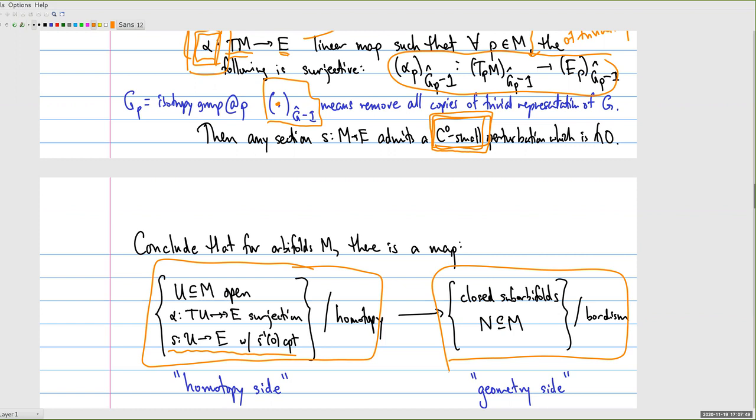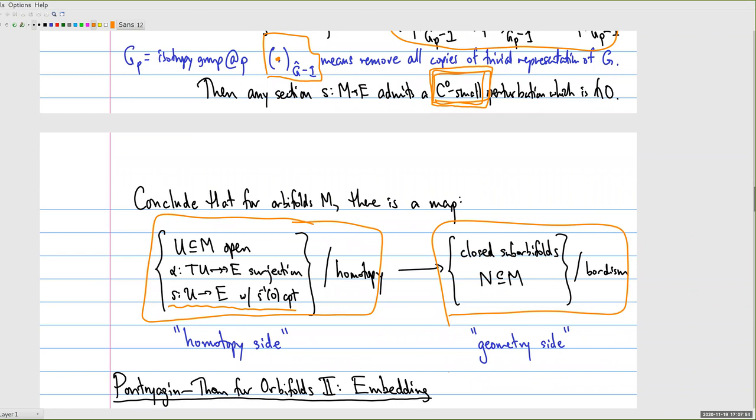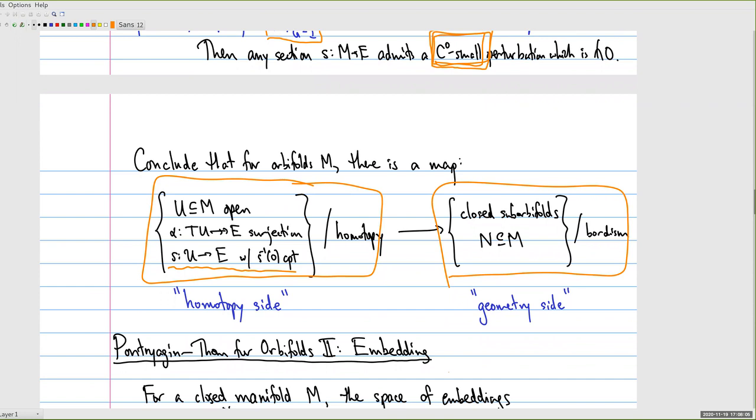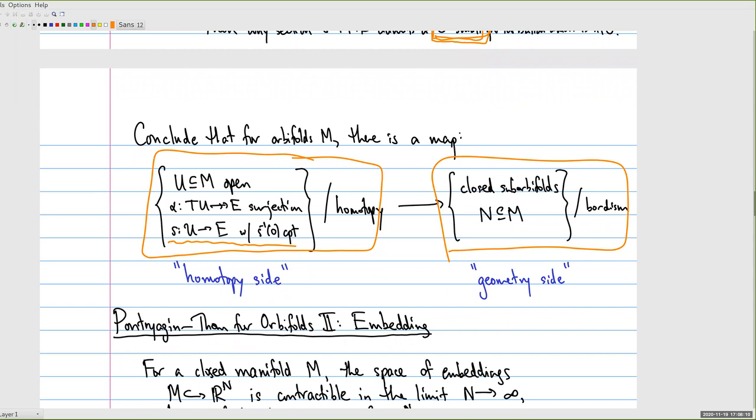Okay, so let's now talk about the other direction. Let's remember what we did for a manifold. For a closed manifold, we're going from the geometric side to the homotopy side. We have an orbifold, we want to embed it in some universal space so that we can identify some homotopy theoretic data that we get out of that. So why do we like to embed manifolds in Rn? Well, it's because homotopy theoretically speaking, it's no data. The space of such embeddings is contractible.